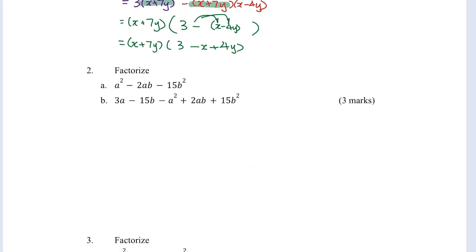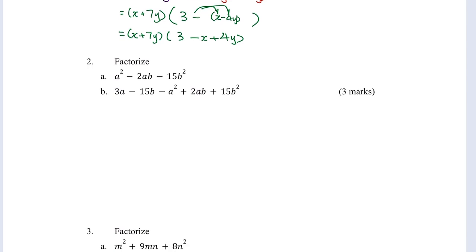So one more question without calculator first. a square minus 2ab minus 15b square, right? So first of all, a square, how is a square made? What times what will equal a square? Easy, right? So we already know that it will be a and a. How about negative 15? One of the numbers is negative. What else makes 15? Yep, you can make it as 3 and negative 5.